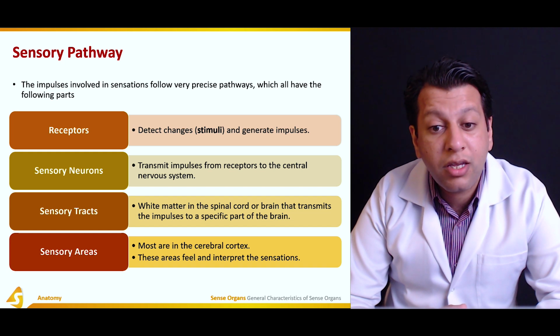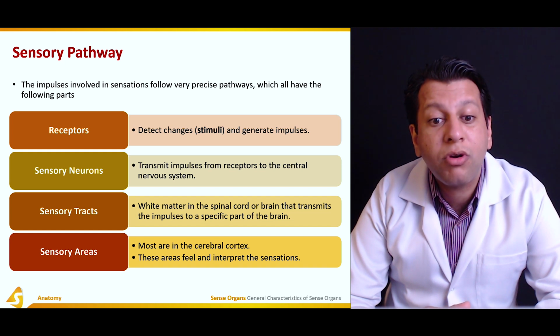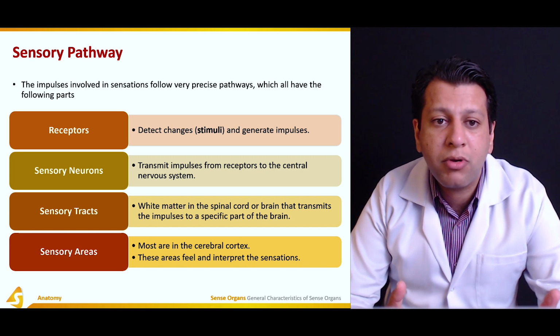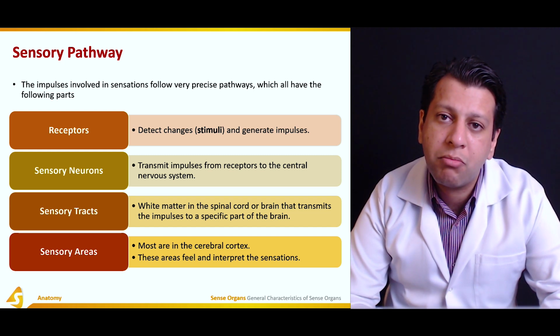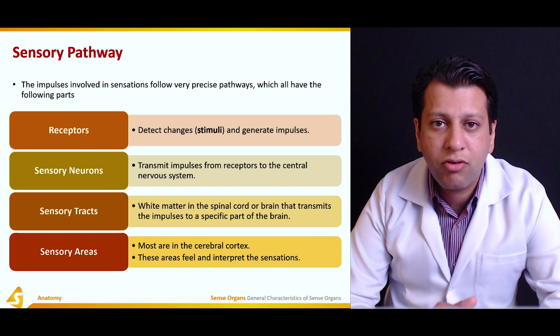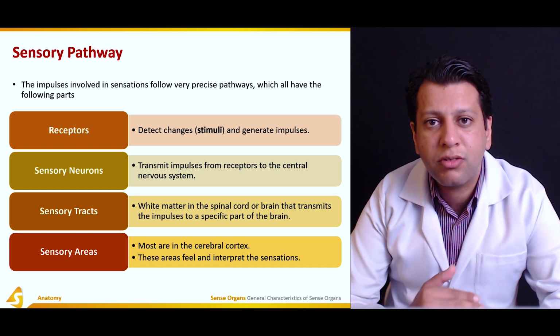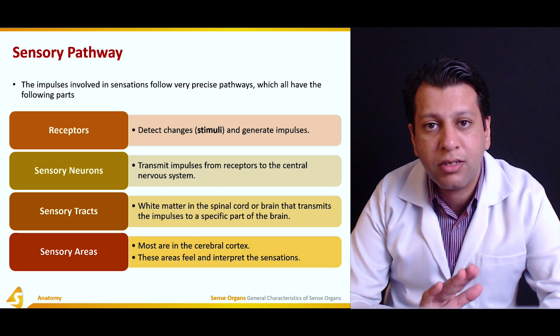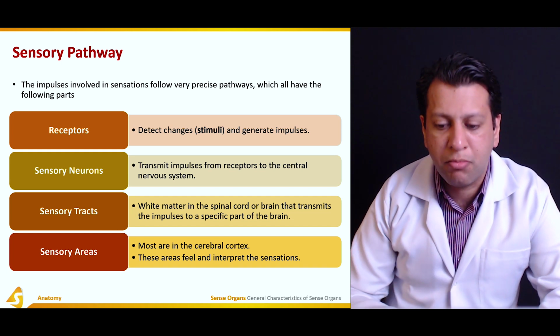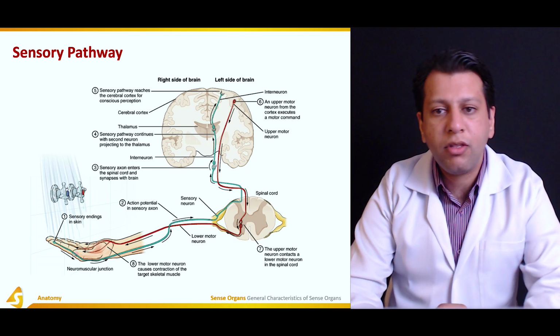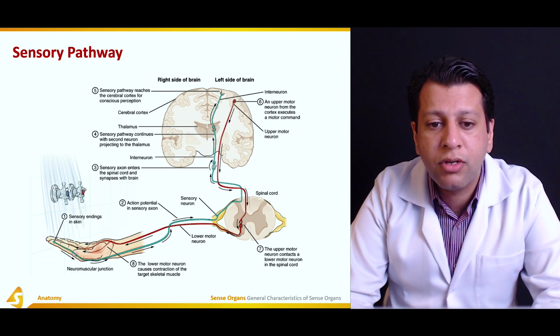Then there are sensory areas. Most are in the cerebral cortex, and these areas feel and interpret the situation. For example, if cold water is falling on my hand, that will be interpreted not by the spinal cord but by the sensory cortex, and there will be a sensation going towards the somatosensory cortex that okay, there is cold water which is touching my hand at the moment. And this is a classic example of a sensory pathway.